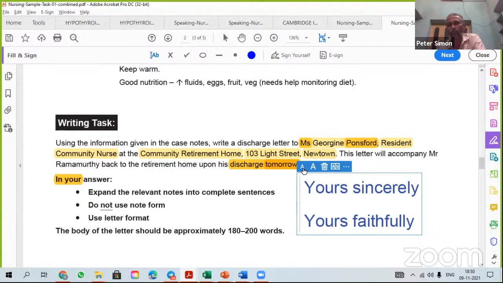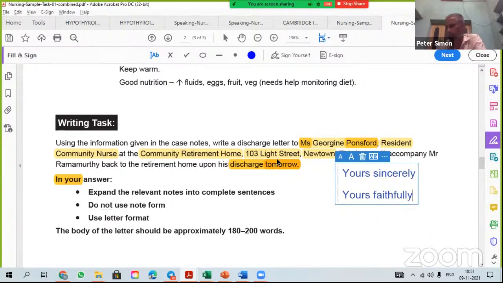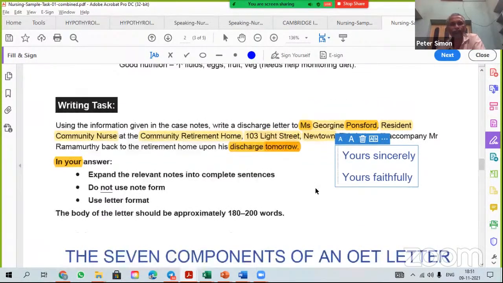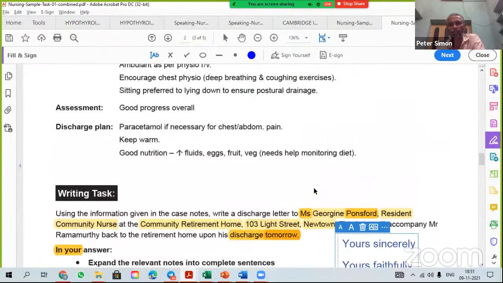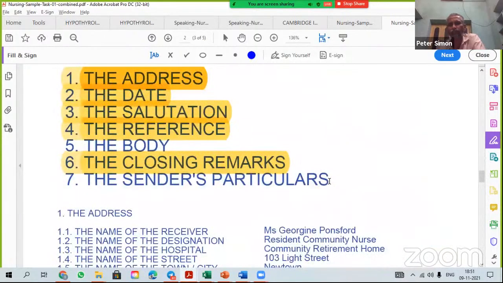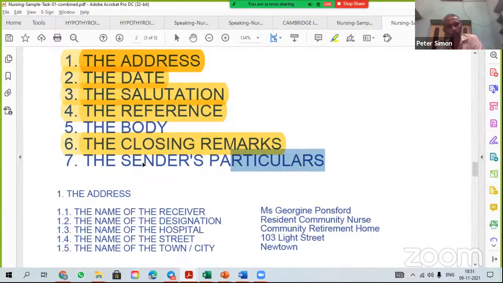Right. So this is the way you are going to write here. Then your address, last, sender's particulars. Sender's particulars is here, the 7th one. When you see sender's particulars, okay.